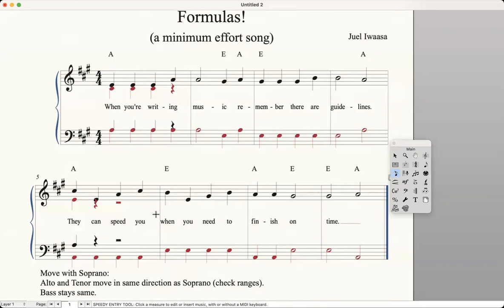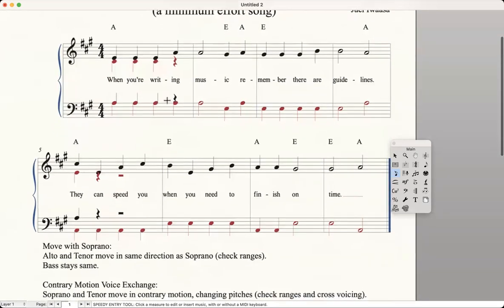And you can have this be move with soprano or contrary motion voice exchange. If it's move with soprano, the alto will move up and the tenor will move up in the same direction as the soprano. If it's contrary motion voice exchange, the sopranos will move up, and since it's going to an A where the tenors are, the A's will drop down to an E. And the only problem with that is you have cross voicing there. So the tenors will go below.